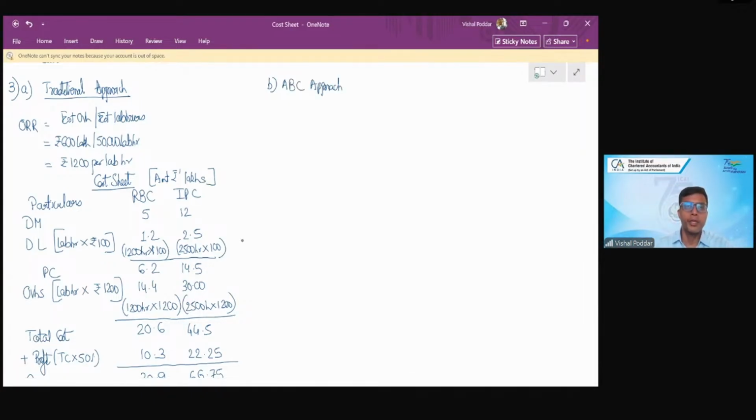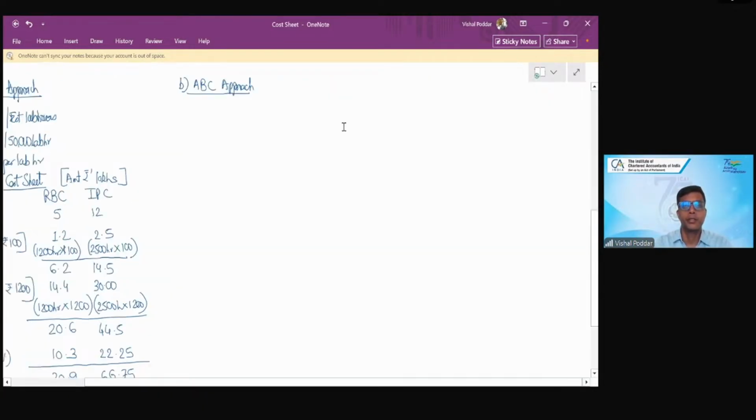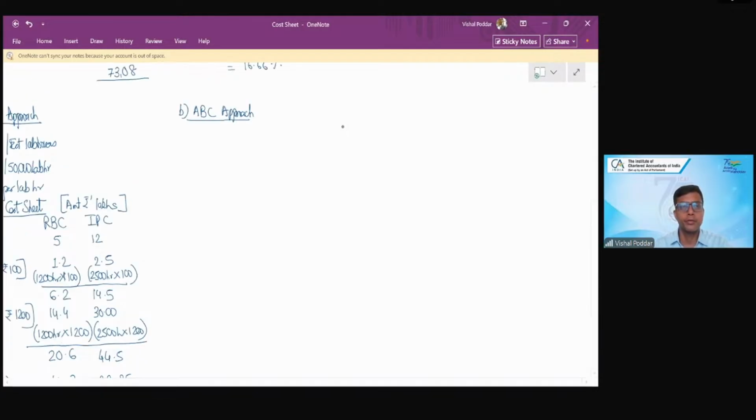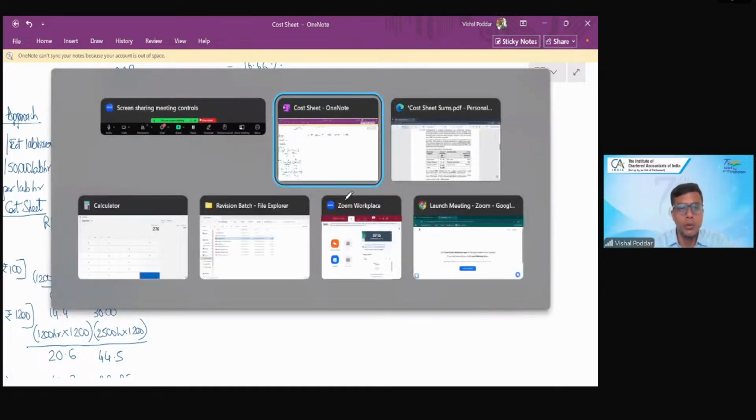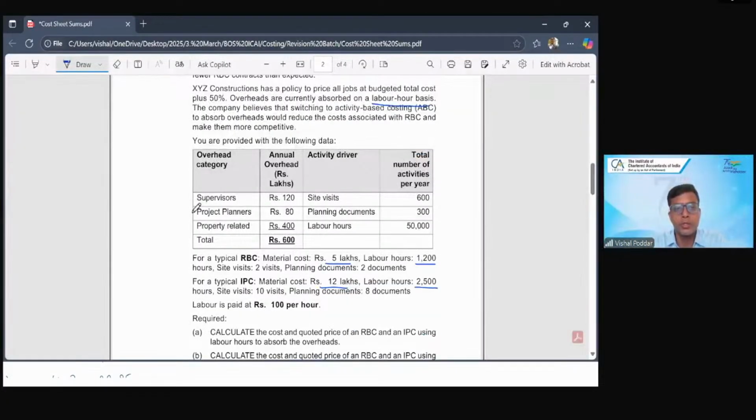So here again, we need to find out the driver rates. If you remember, how do you find out the driver rates? Simply, we do this working: activity, cost pool, cost drivers, and the driver rate. That is the ORR. Now, what are the activities which are given in the question? Supervisor, project planner, property related.